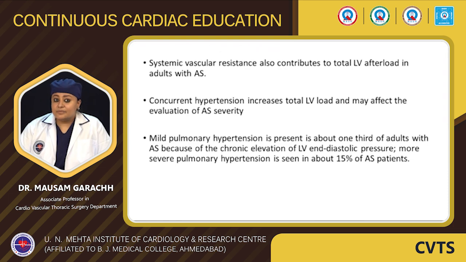Now systemic vascular resistance also contributes to the total LV afterload in adults with aortic stenosis. Concurrent hypertension increases the total left ventricular load and may affect the evaluation of aortic stenosis severity. Mild pulmonary hypertension is present in about 1/3 of adults with aortic stenosis because of a chronic elevation of the LV end diastolic pressure. More severe pulmonary hypertension is seen in about 15% of aortic stenosis patients.